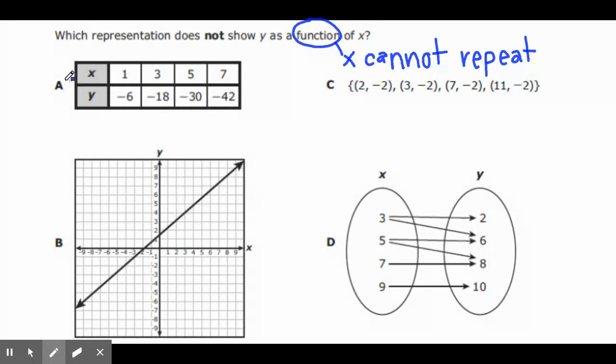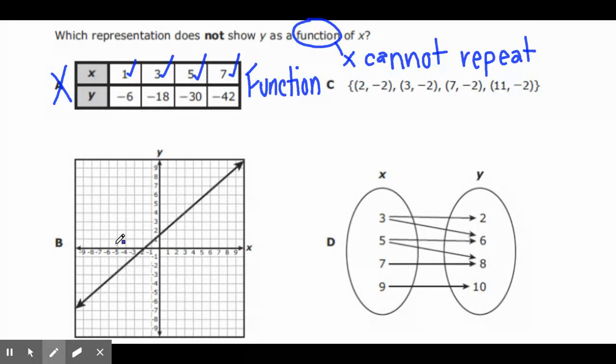Let's go through A. Remember, we're looking for the not, so we'll have three functions and one that is not a function. Let's look at our x values. We have 1, 3, 5, and 7. Remember our rule is that x cannot repeat, so this would be a function. We can just label that with function. Because we are looking for the not, we can also eliminate that answer choice. So we're one down. Remember, the x's do not repeat.